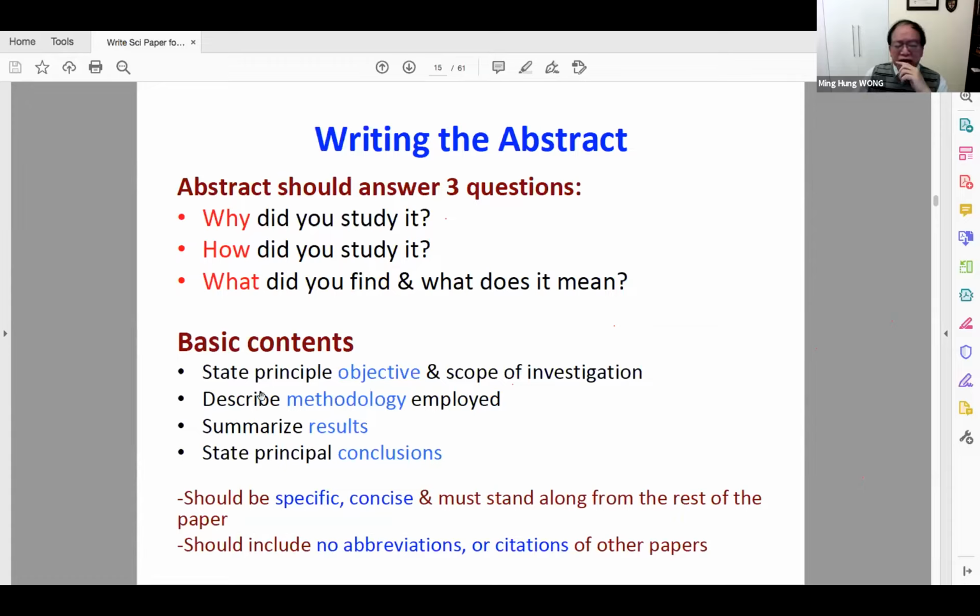So the basic contents will include 1 or 2 sentences about the principal objective and the scope of your investigation, the method you use, for example, you use ICP-MS to analyze heavy metals and so on, a summary of the results, the major trends, and then state the principal conclusion.